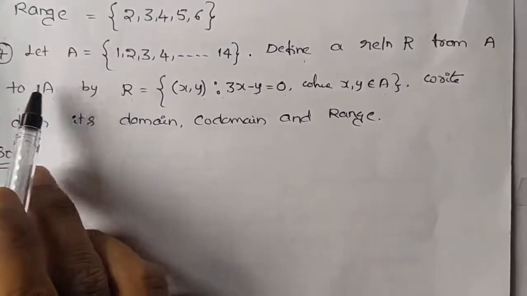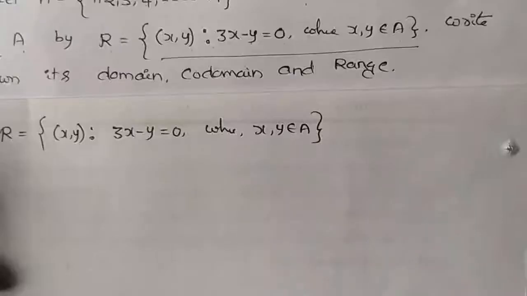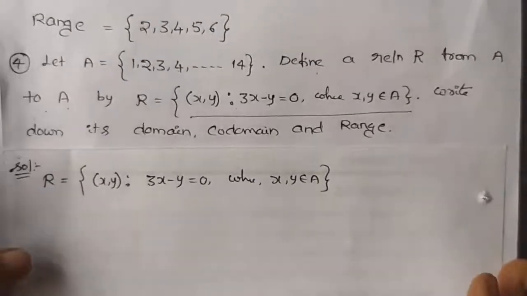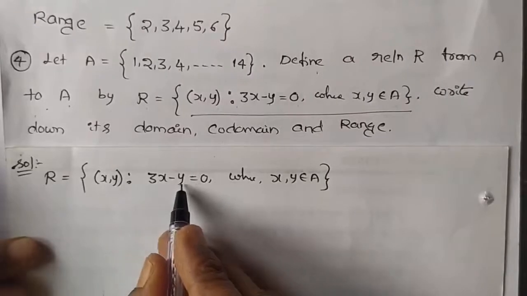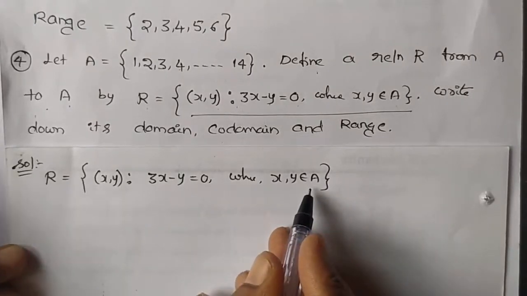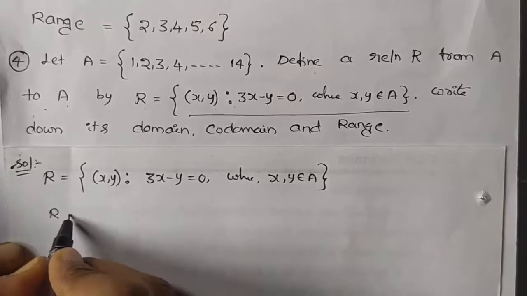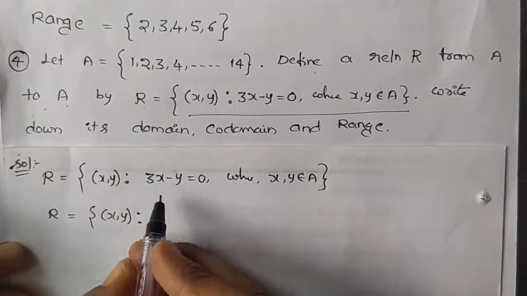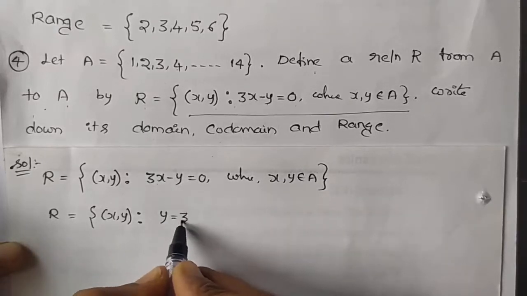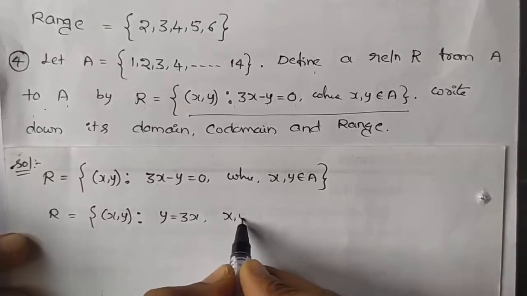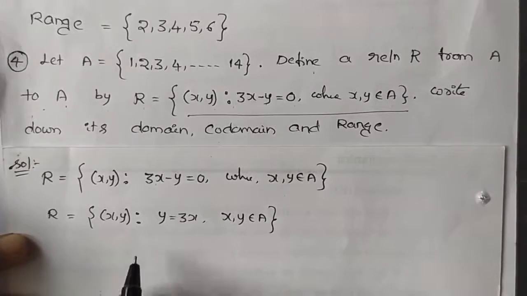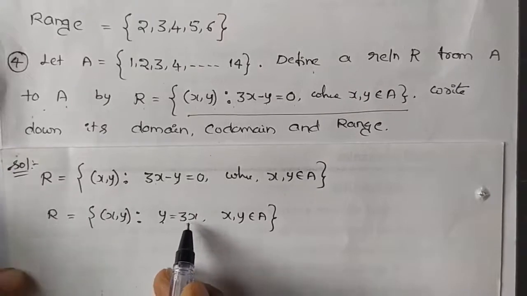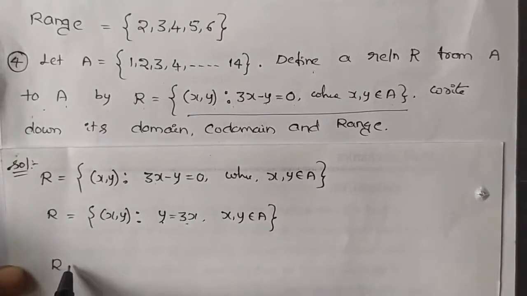It is a problem very similar to the previous one. I will explain. First, write down the given relation R equals {(x, y) such that 3x minus y equals 0, where x, y belong to the set A}. You just simplify it, then y equals 3x, where x, y belong to the set A. 3x minus y equals 0, you send this minus y to the right, that will be y equals 3x.